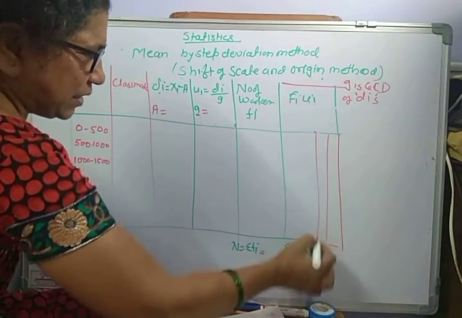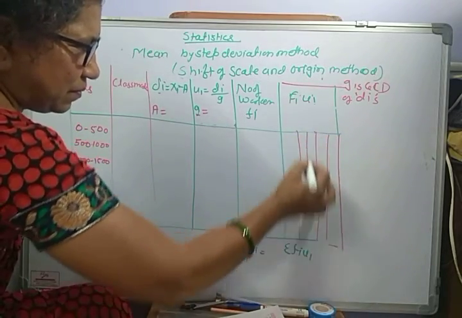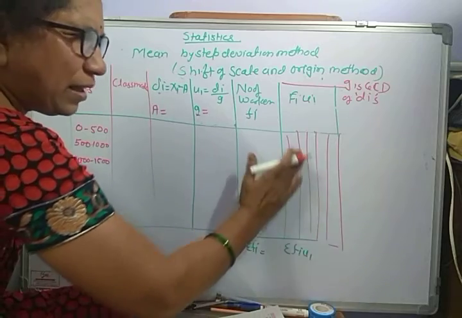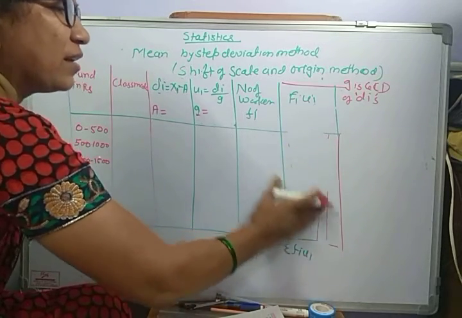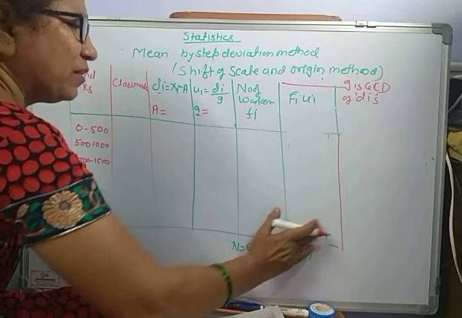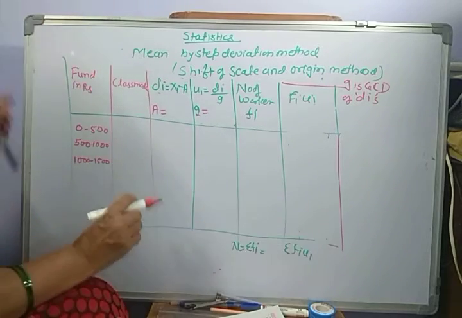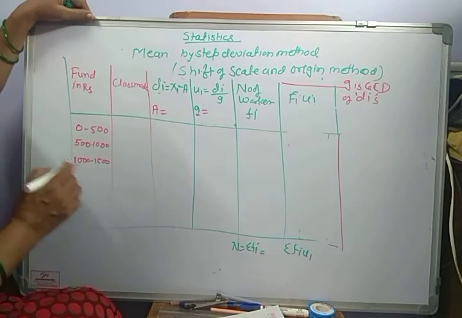Such lines must be there. But here there is no need of lines because we are shrinking the scale. So no need of lines. One more benefit of this method.